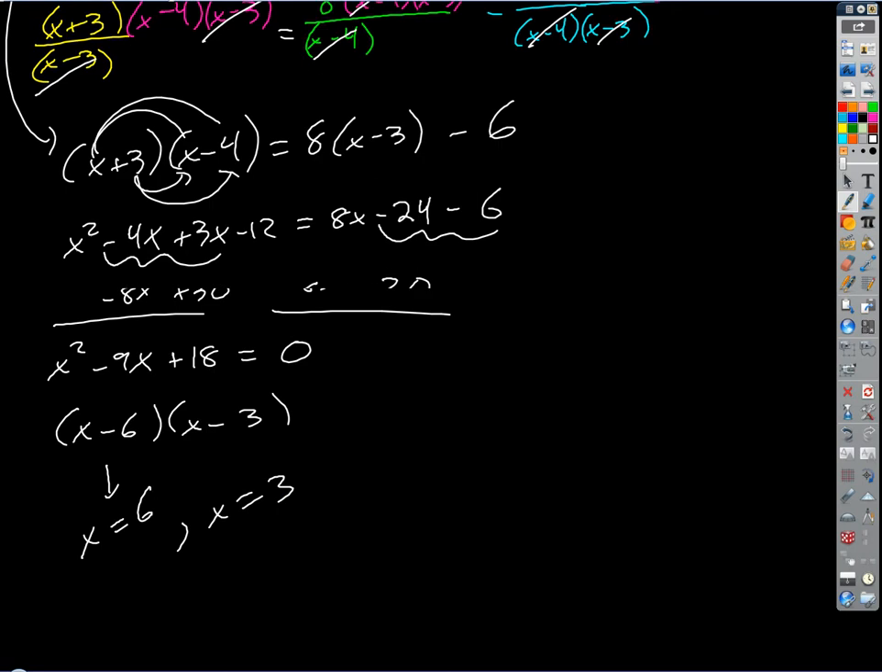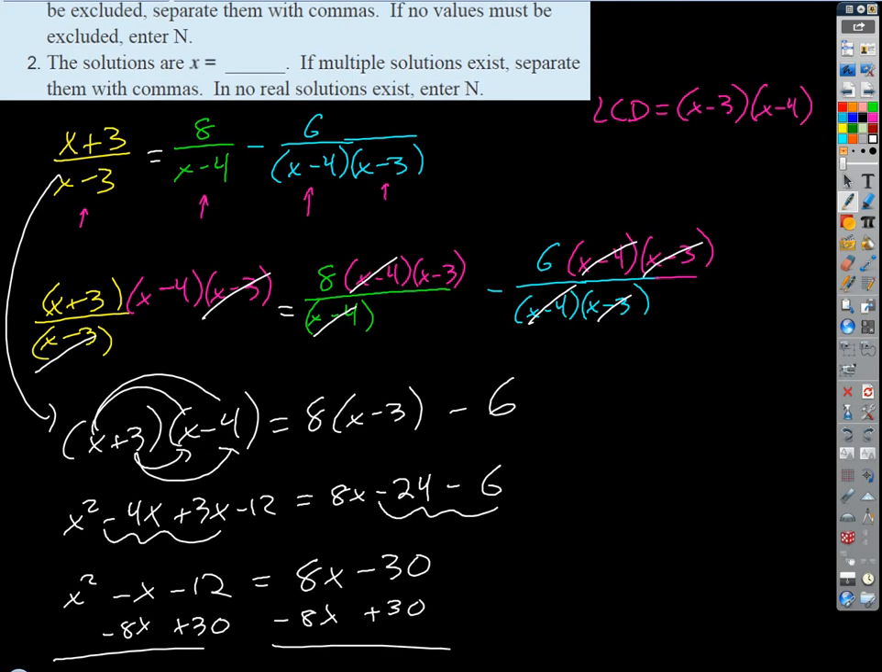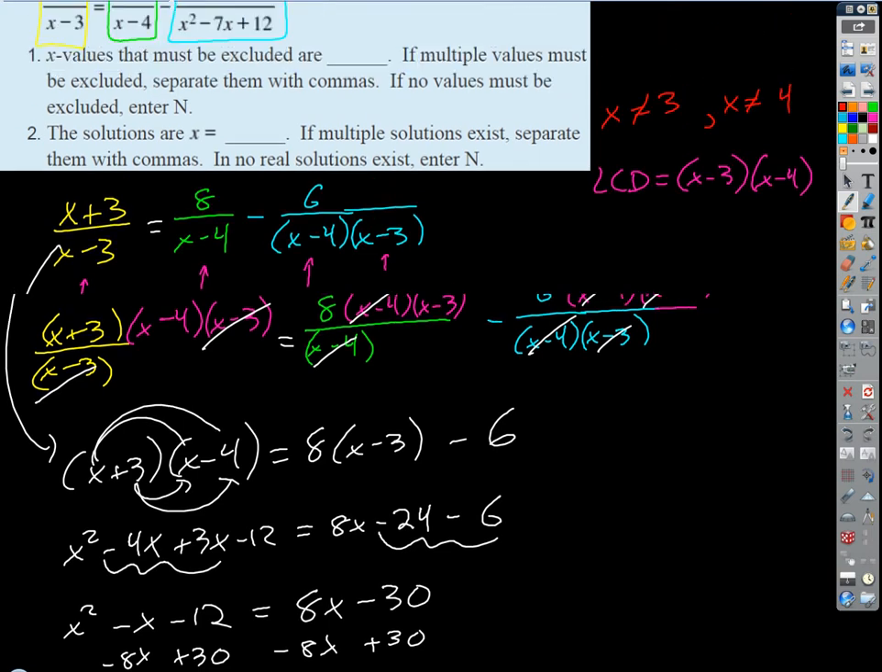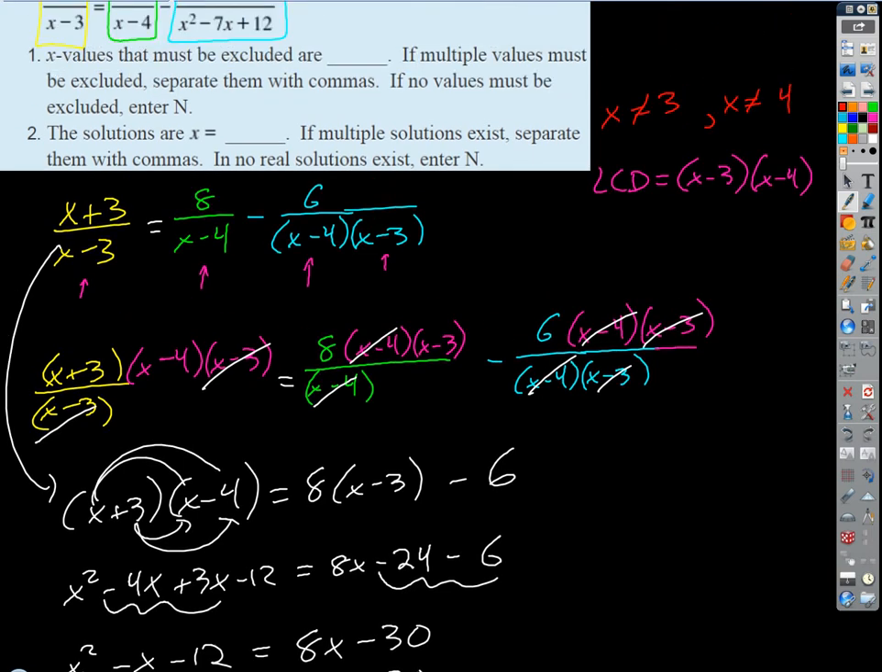But let's go back up and see if we had any excluded values. If we look at the factors that are in the denominators, those are x minus 3 and x minus 4. So what's that tell us about our domain? That x cannot equal 3 and x cannot equal 4. So if we're inputting this in Moodle, then we need to include in our list of excluded values the numbers 3 and 4.